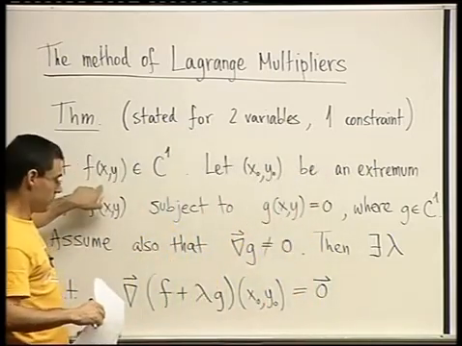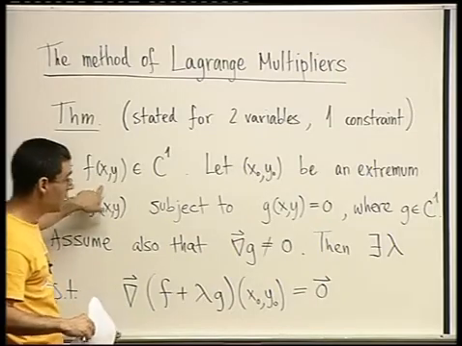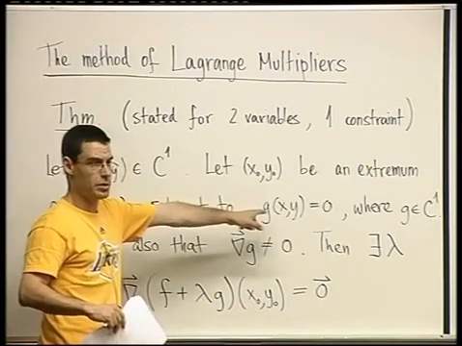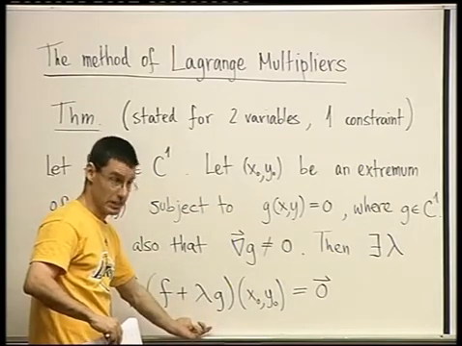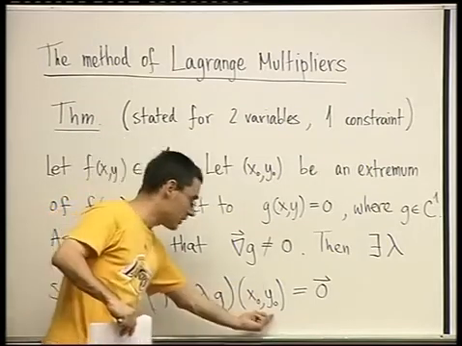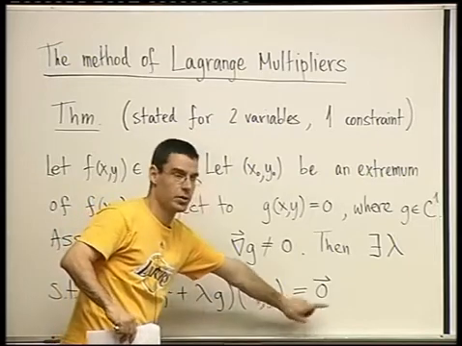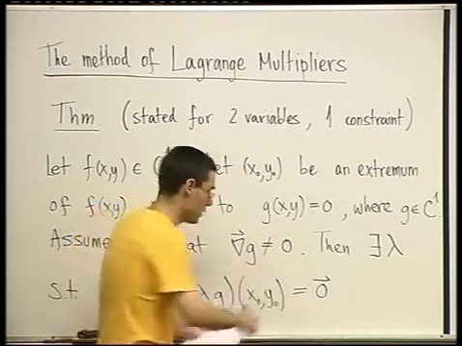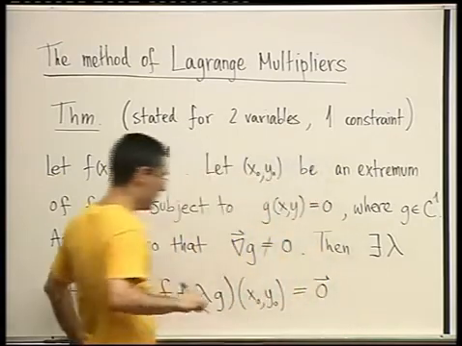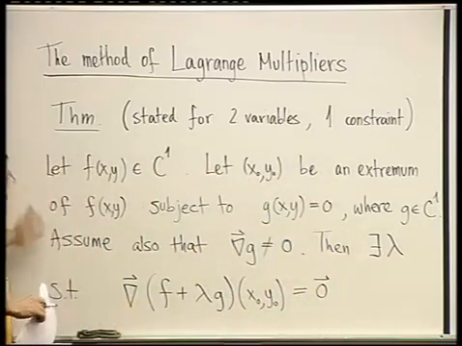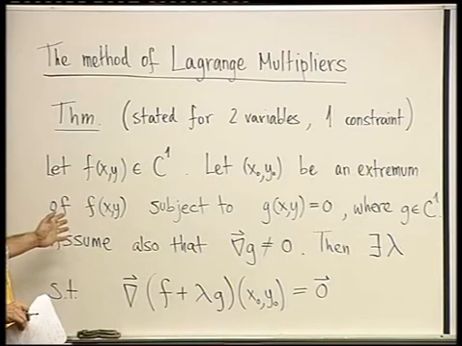You take f, it's a two-variable function. You take g multiplied by lambda, it's a two-variable function. You add them, you take the gradient, that's a vector function. You calculate it at the point. You get 0, 0, or the vector 0. Let's write it 0, 0. No, let's leave it like this, because then it's going to be easier to generalize. Is it clear what the statement says?